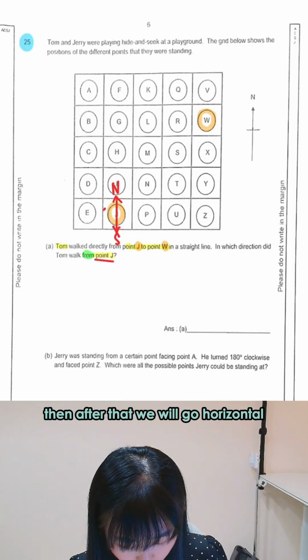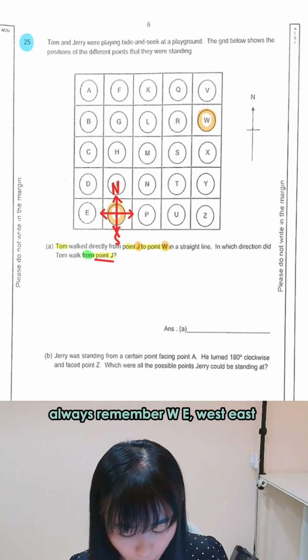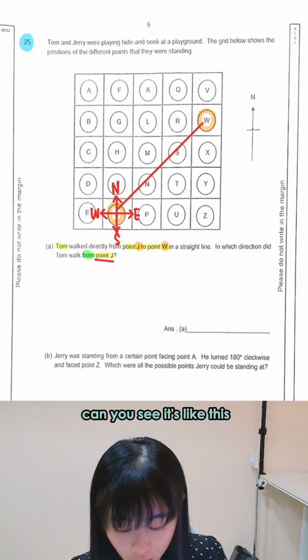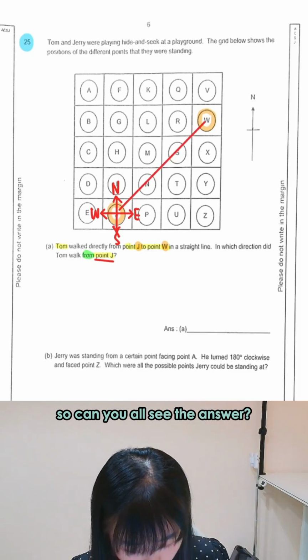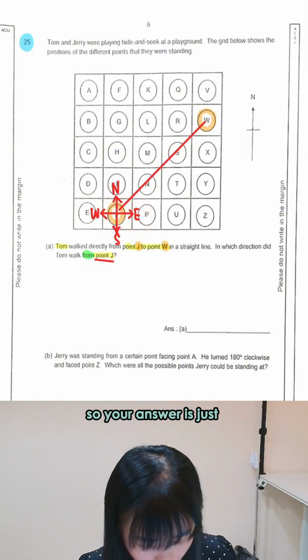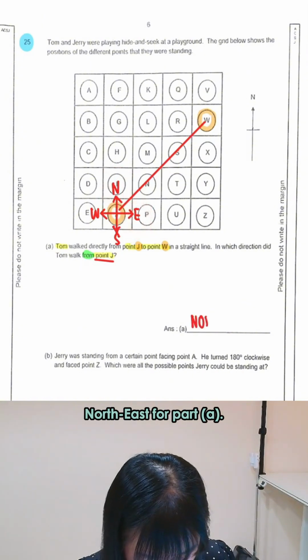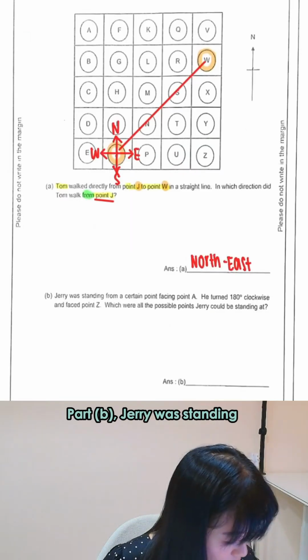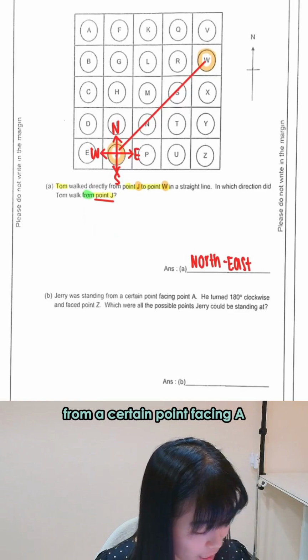Then after that, we will go horizontal, right? Always remember WE, west, east. And you look at your W. Can you see it's like this? So, can you all see the answer? North, east. So your answer is just northeast for part A. Northeast.